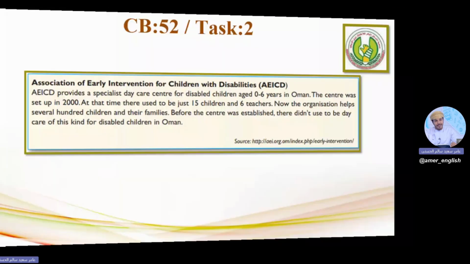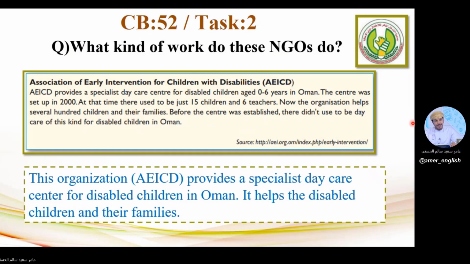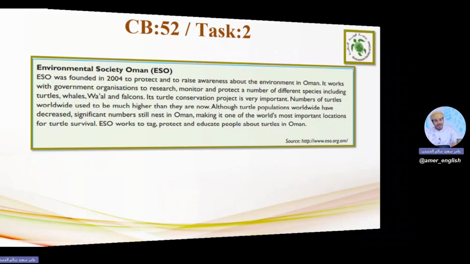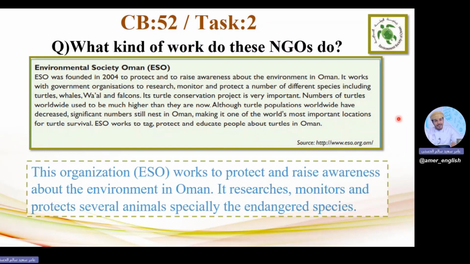And the same thing can be done in the other NGOs. Like this one, Association of Early Intervention for Children with Disabilities. Okay, and this is the abbreviation for it, and you can find the answer here. The same thing with the third NGO, which is Environmental Society Oman.